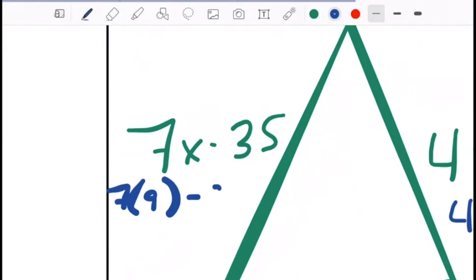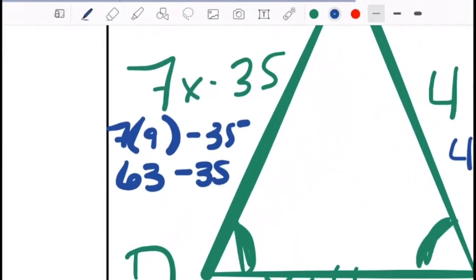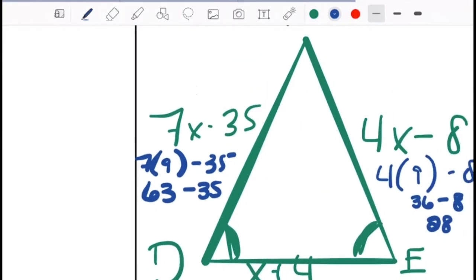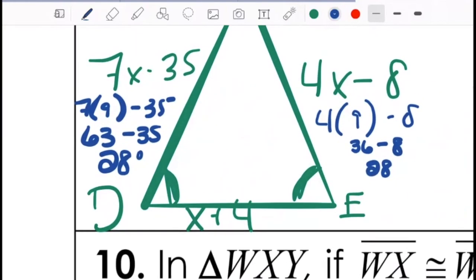7 times 9 minus 35. 7 times 9 is 63. 63 minus 35 is going to be 28. I'll put a degree mark. And then lastly, 9 plus 4, which is 13.